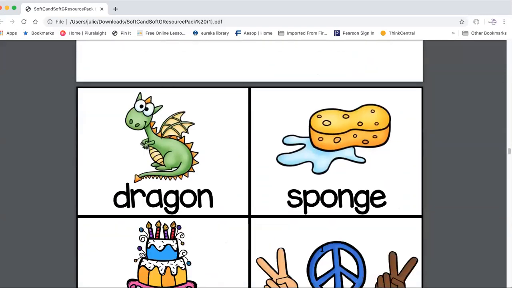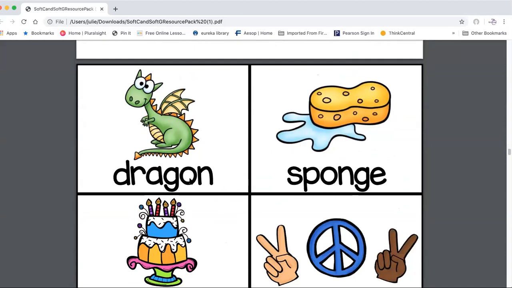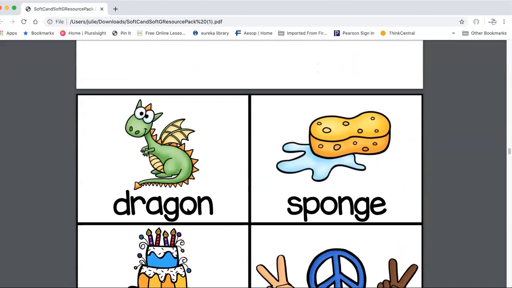Okay, let's look at some examples. Dragon. Ooh, what does the G say in dragon? G. Look at what comes after that. Is it an E, I, or Y? It is not, so I know that G says G. But look at this word. It looks like a picture of a sponge. So when I hear J at the end, I know I have to have an E, I, or Y after it to make the G say J.